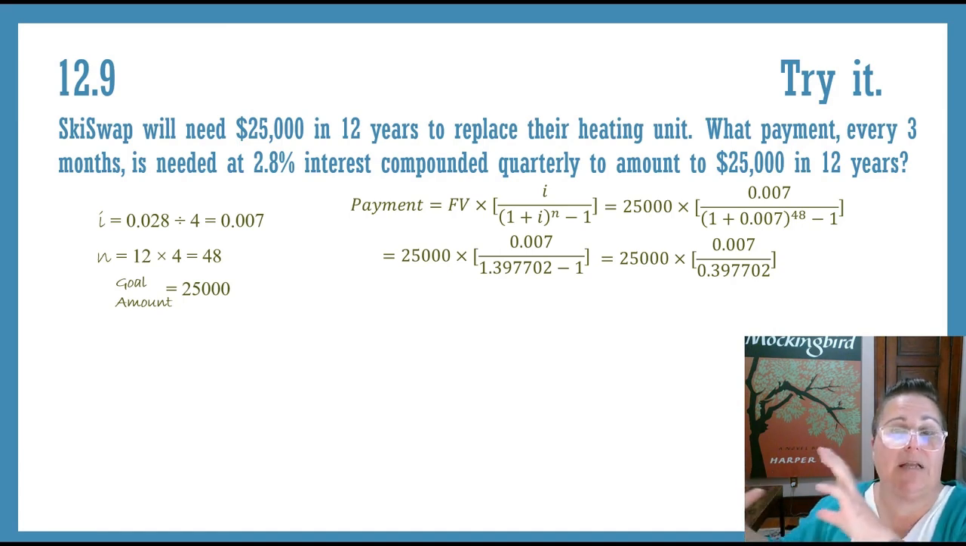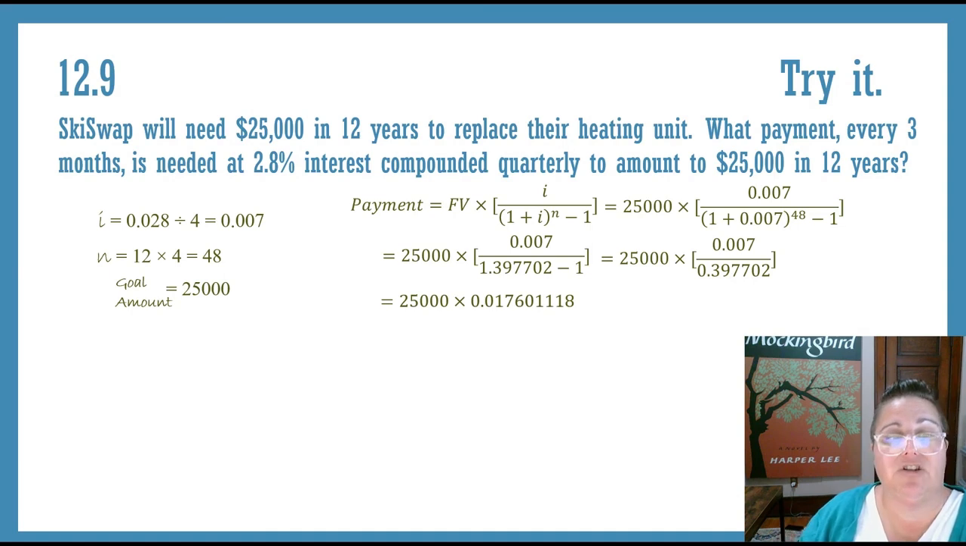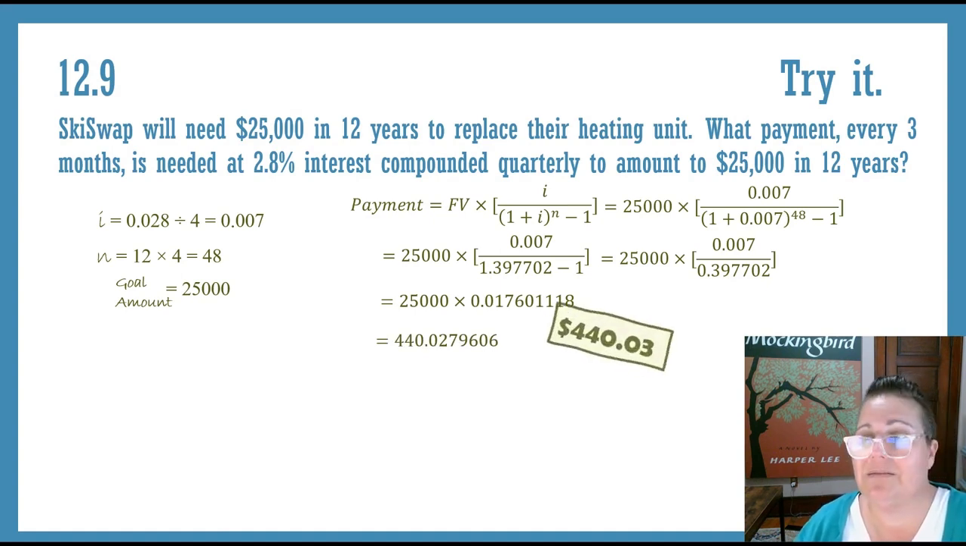Now I'm going to do that division, 0.007 divided by 0.397702, to get 25,000 times 0.017601118. That's a long decimal. It ain't a happy one. Well, it's probably very happy, but it's not pleasant to look at. But I'm going to multiply that by the 25,000, to get $440.03, it looks like. So what does this mean?